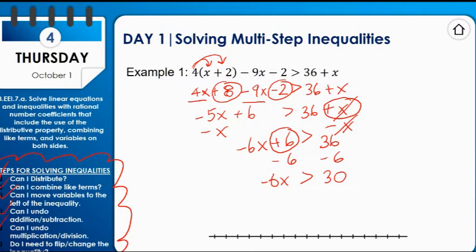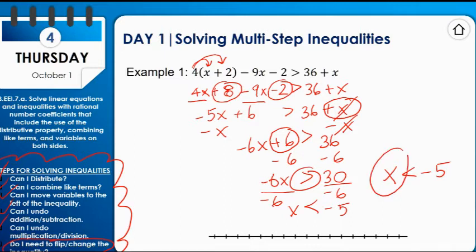Can I undo multiplication or division? Yes, I have x being multiplied by negative 6. I divide both sides by negative 6. X, 30 divided by negative 6 is negative 5. So I divide it by a negative. Do I need to flip or change the inequality? Because I divide it by a negative value, greater than now becomes less than. X is less than negative 5.